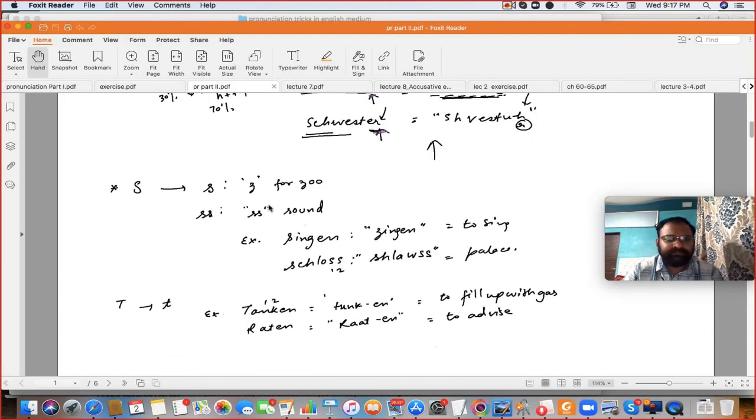Next is S. Single S is "the", double S is "sir". Right? So speak the example. The, and double S means Z, right? Yes. Single S is "the", double S is "sir". Zingen, Schloss. Zingen and Schloss. Correct.